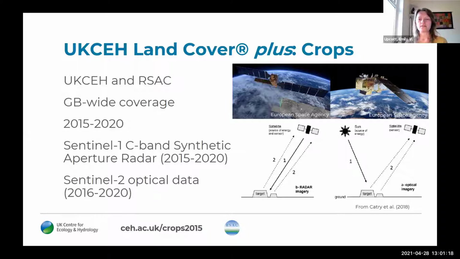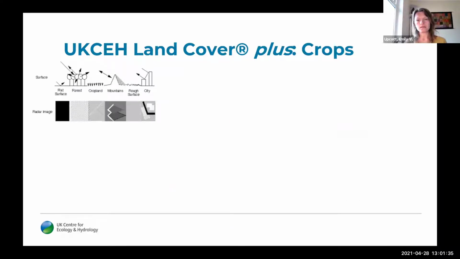In case you don't know or aren't so familiar with it, radar detects satellite produced and reflected beams, which is the image on the left, while optical data is where the satellite detects the sun's reflectance on the right. The main advantage, or one of the advantages, of using Sentinel-1 radar data is that it can see through clouds, which is understandably on a day like today very useful in Great Britain.